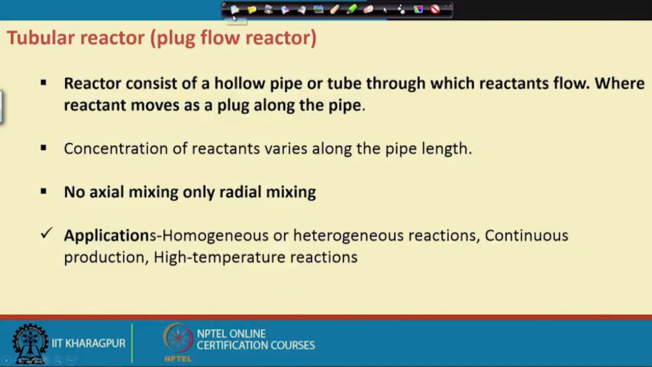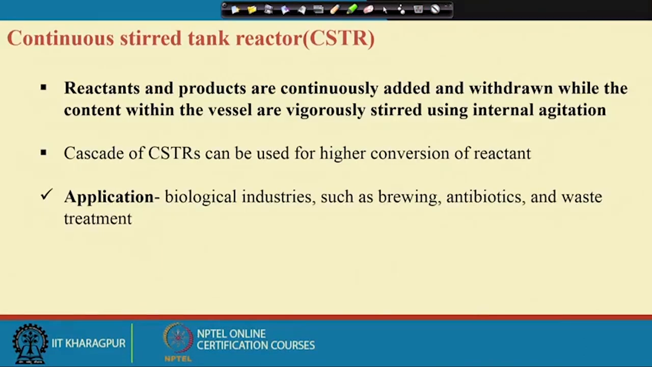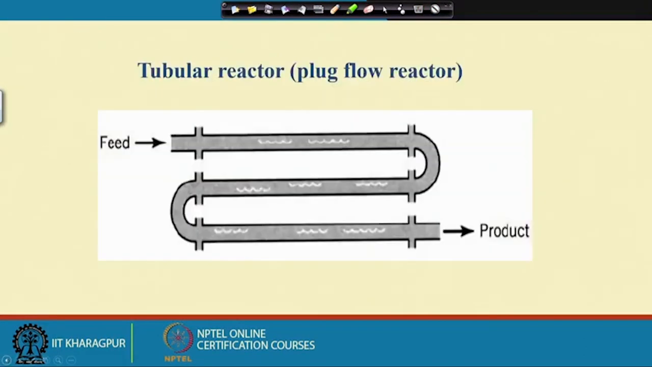If you look at homogeneous and heterogeneous reactions, its use is in applications such as continuous production and high temperature reactions. Now, this is how this process looks pictorially. This is the tubular reactor, this is the tube, and you can see how you put the feed in one end and take the product from the other end.